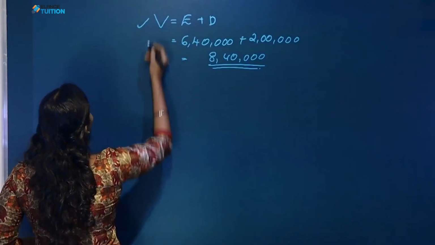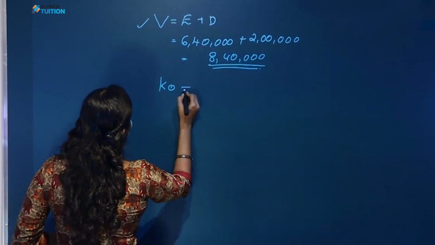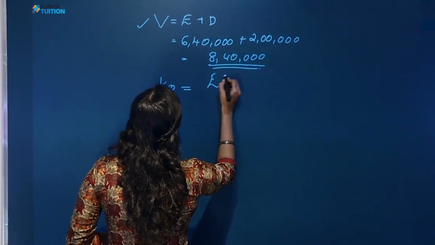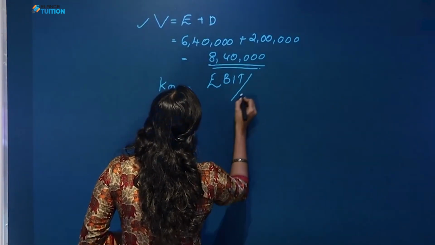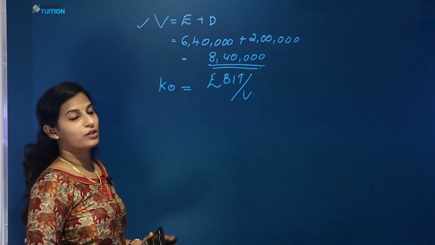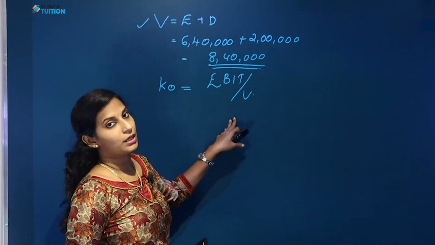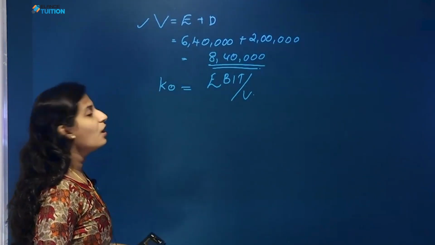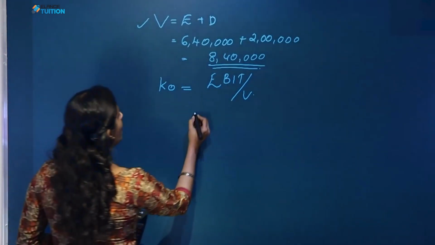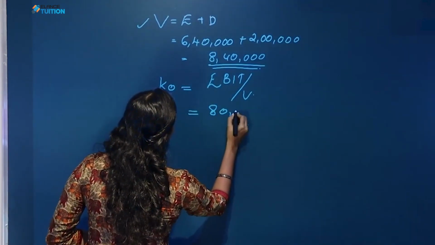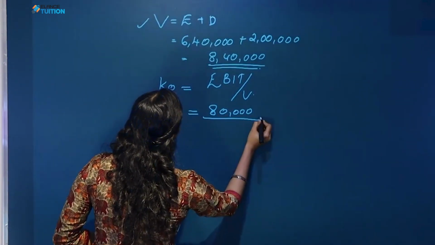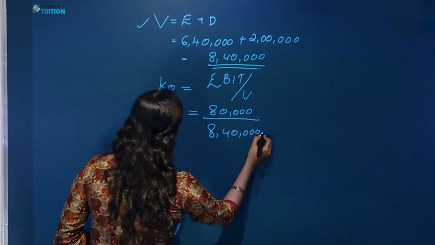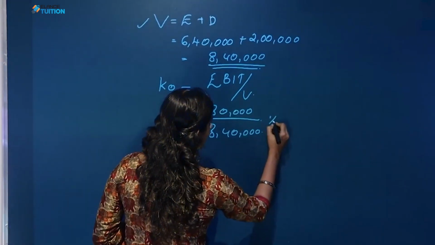So we got V. Then we want to find out overall cost of capital, that is KO, and formula is EBIT divided by value. This is the formula in net income approach. In net operating income approach the formula is different. So EBIT divided by value is overall cost of capital and EBIT is 80,000. So 80,000 divided by 8,40,000 and that is into 100.